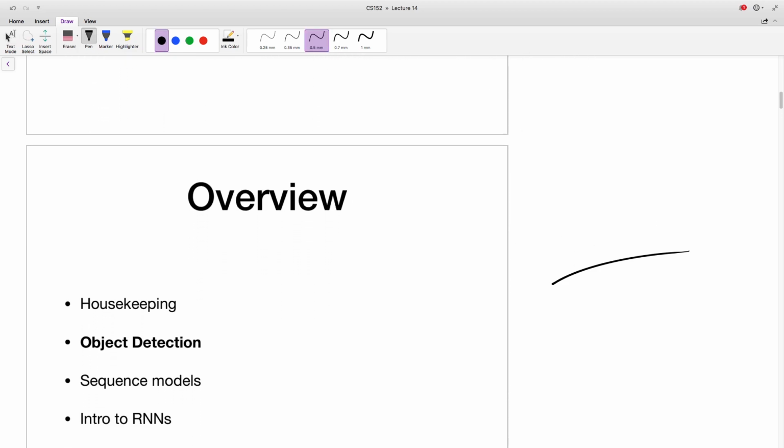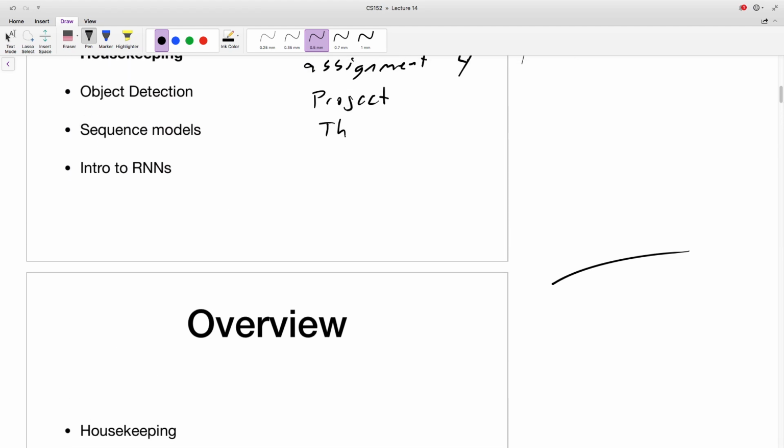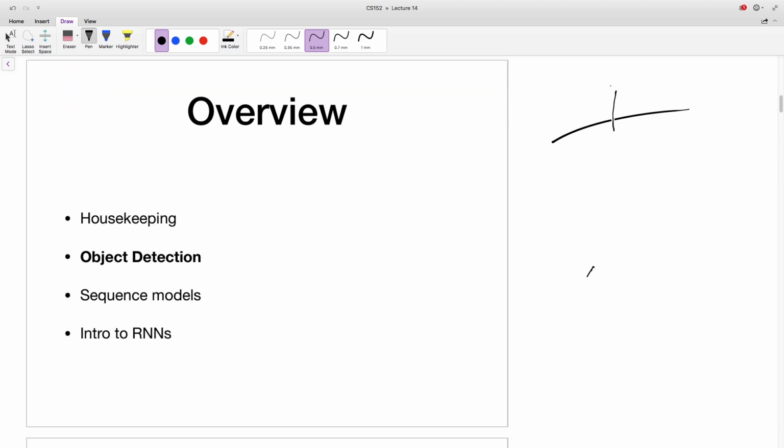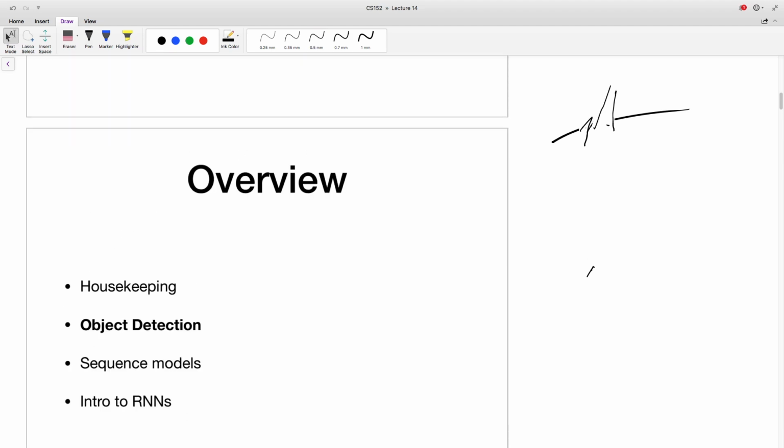Okay. I don't understand why this line is here, and now it's there. All right. Clearly, there's more to learn about this.